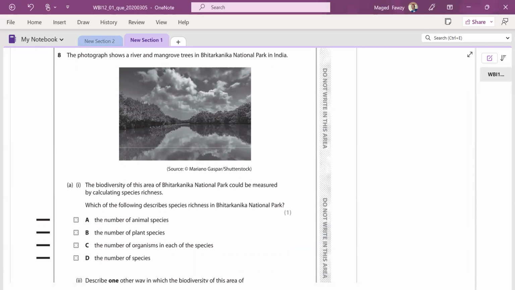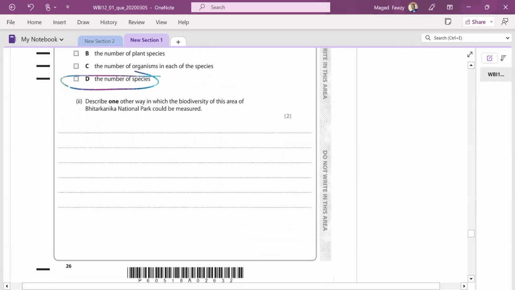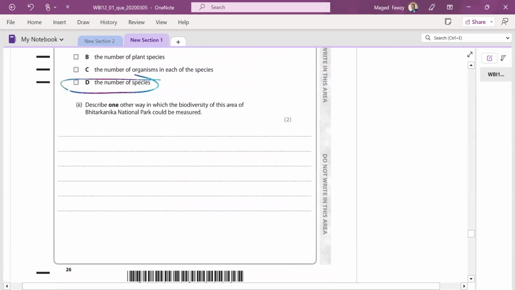The number of animal species. No, number of species total, that's it. The answer is the number of species. Way in which it could be measured.